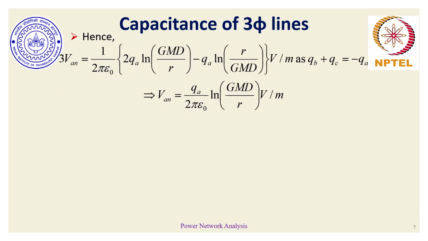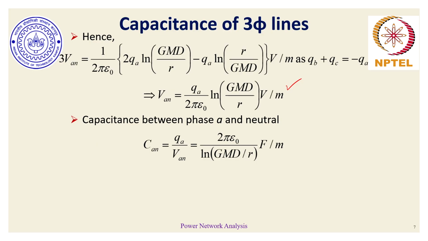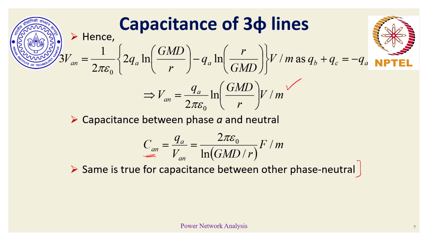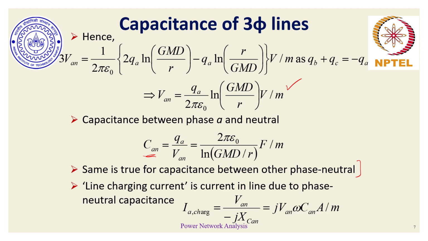So essentially that is what is mentioned over here in terms of volt per meter, because we are choosing our unit length of the conductor. Once we know VAN, we can use the capacitance expression to find the phase A to neutral capacitance, which is 2 pi epsilon naught divided by natural log of GMD by R. The same expression could be found for other phases with respect to neutral.